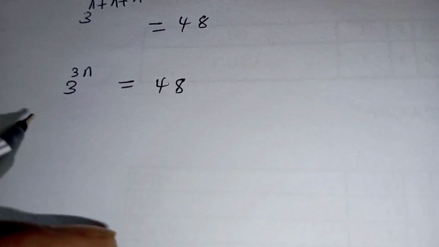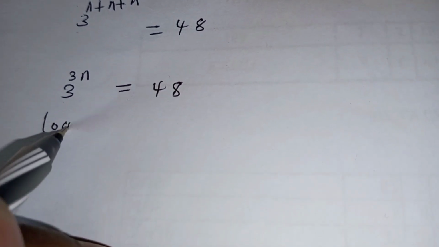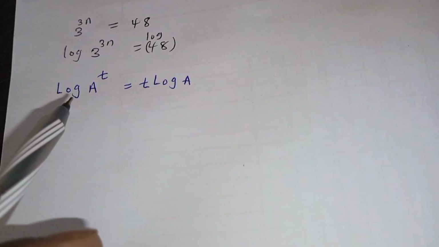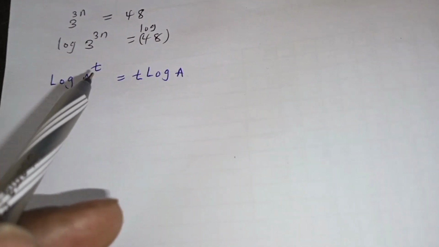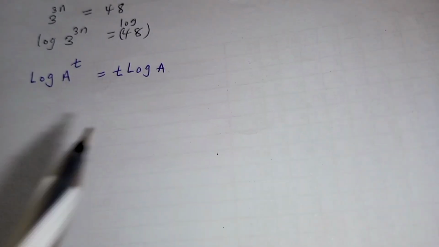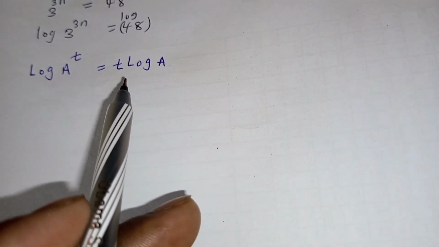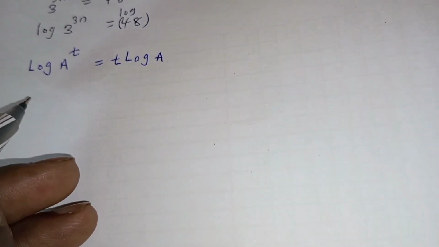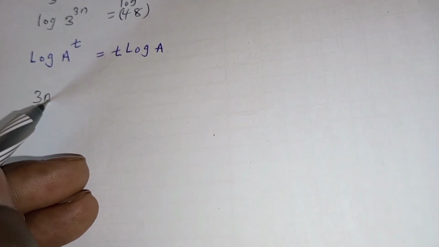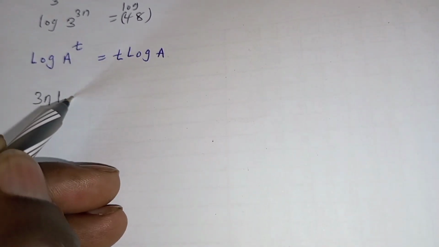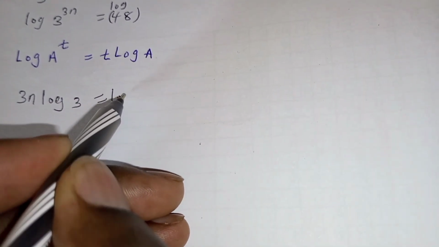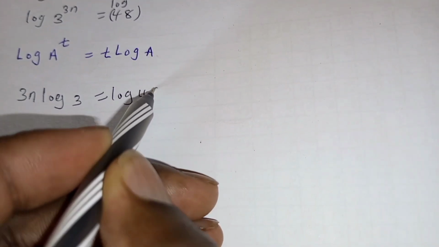At this juncture, we can only take the logarithm on both sides. Then we shall make use of this law of logarithm: if you have the log of a to the power x, then the rule says that you can multiply the index with the log. In our case, our index is 3n. So we shall have 3n multiplied by log of 3 being equal to log of 48.